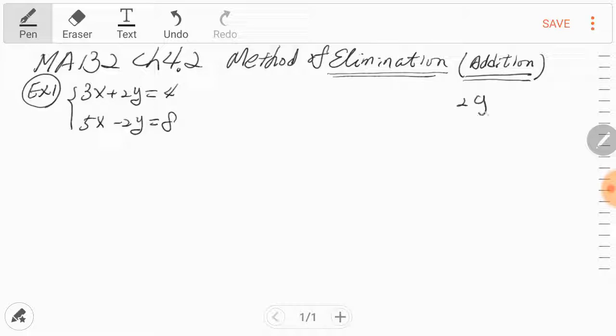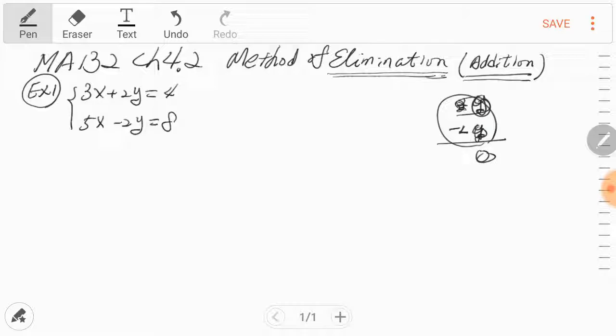You have 2y and negative 2y. Once you add these two, then it becomes 0. So 2y plus negative 2y becomes 0. So these y terms are eliminated. So the elimination method means we are adding two equations so that one of the variables will be eliminated.